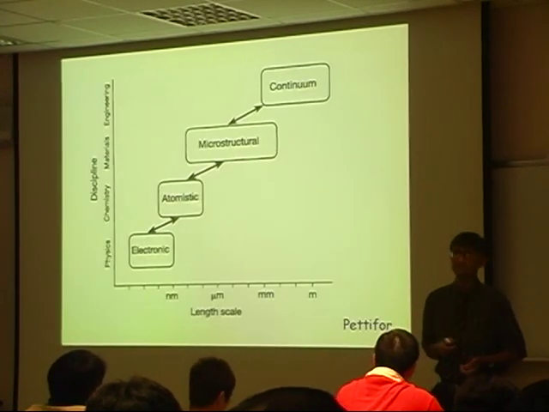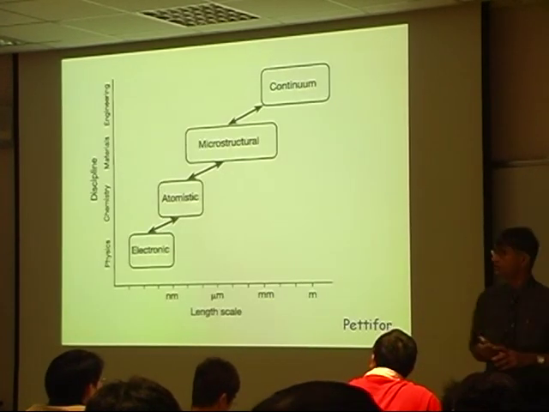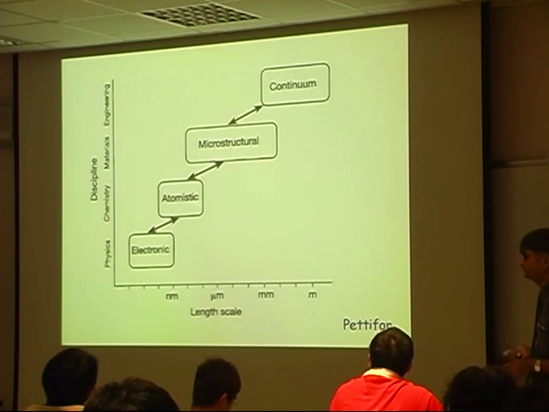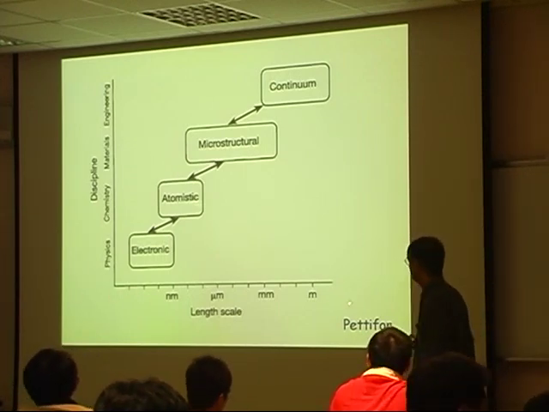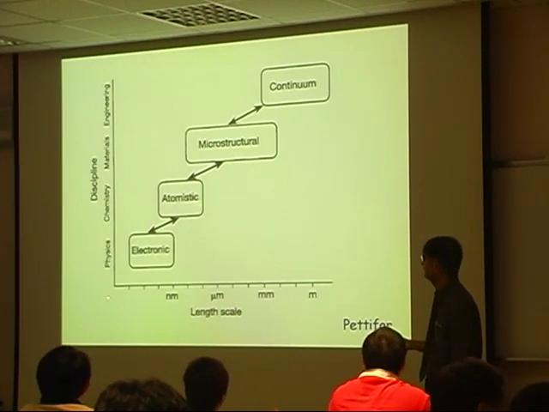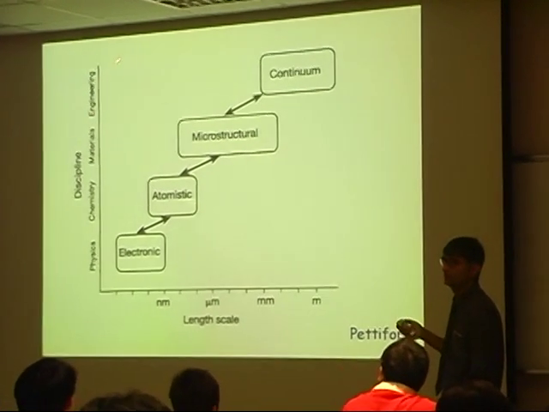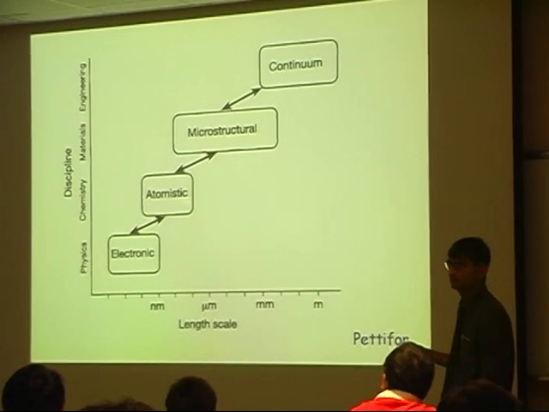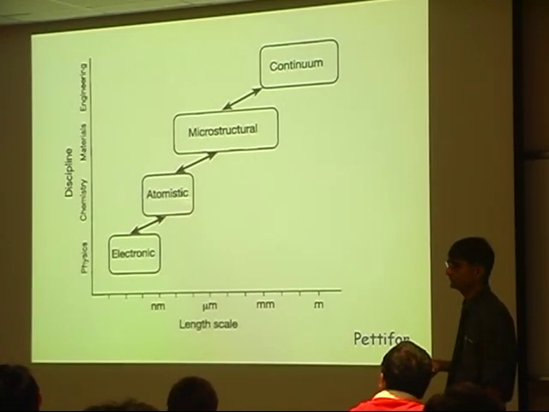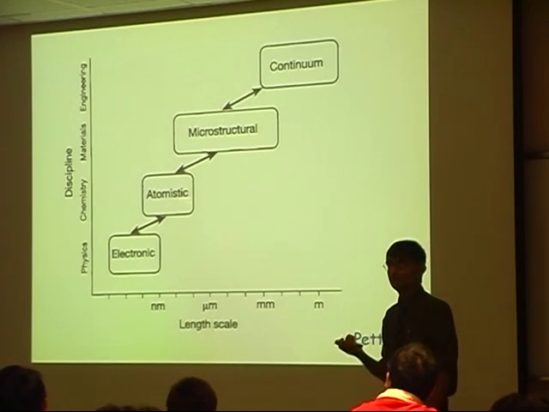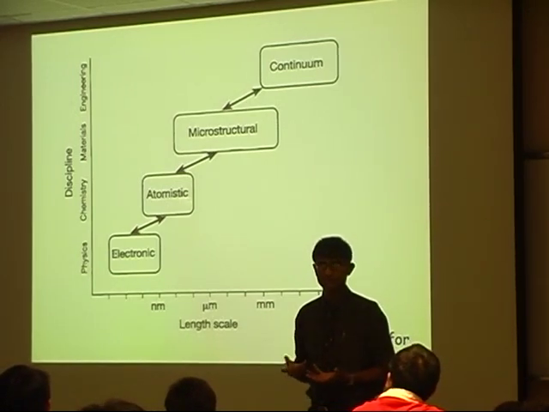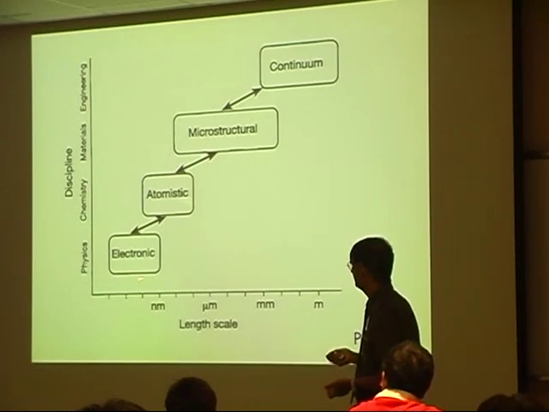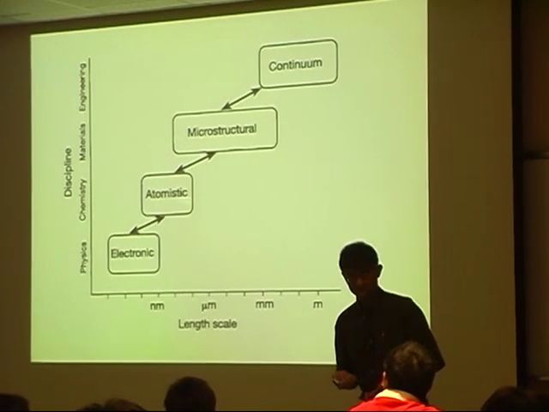So this is a very famous diagram, published in Oxford, where on the horizontal axis we have the length scale, and on the vertical axis we have the subject areas, the people who are working on different aspects. First we have electron theory, where we calculate bond energies, the cohesive energy of a crystal, and so forth. Classically that has been done by physicists.